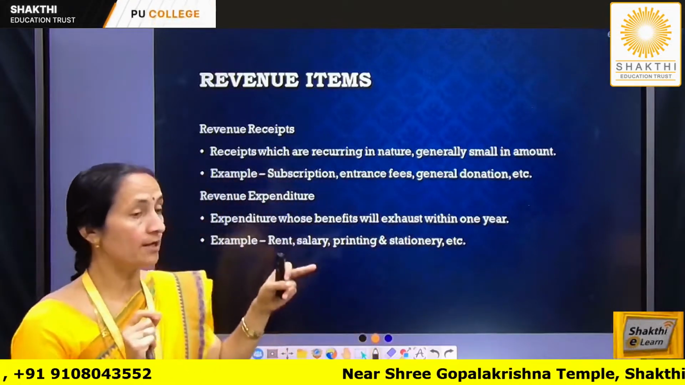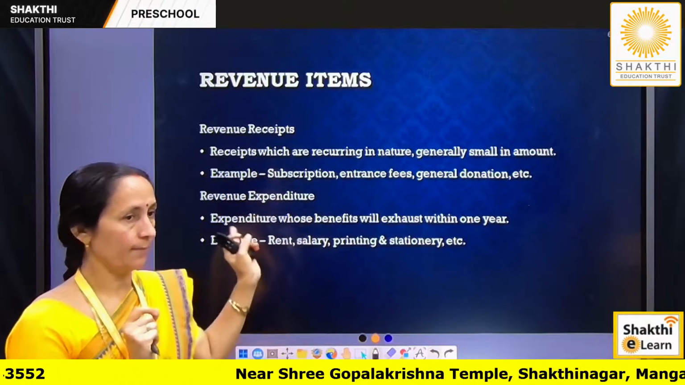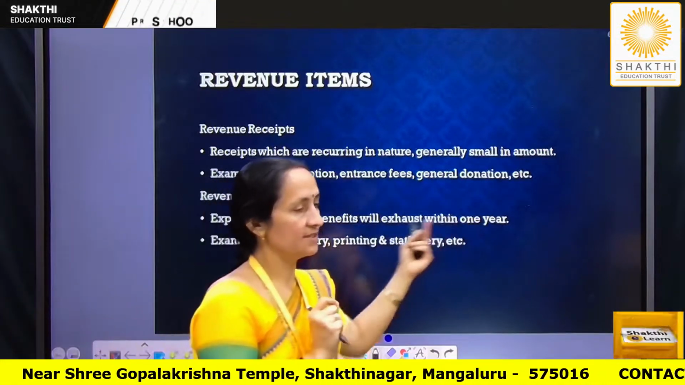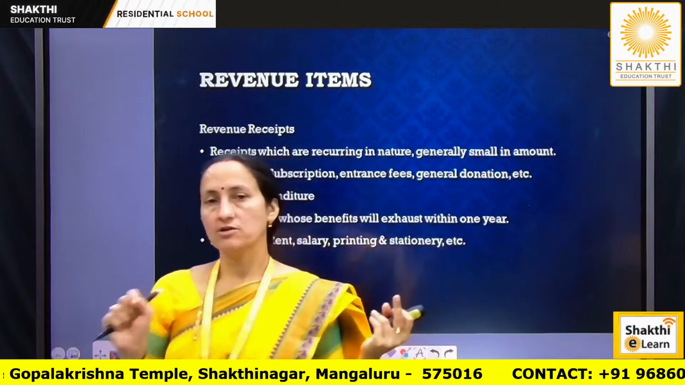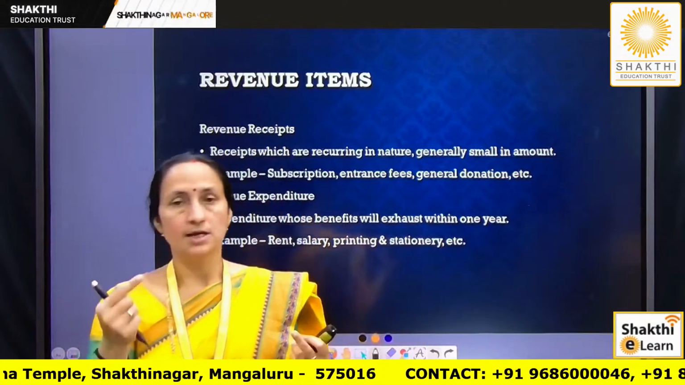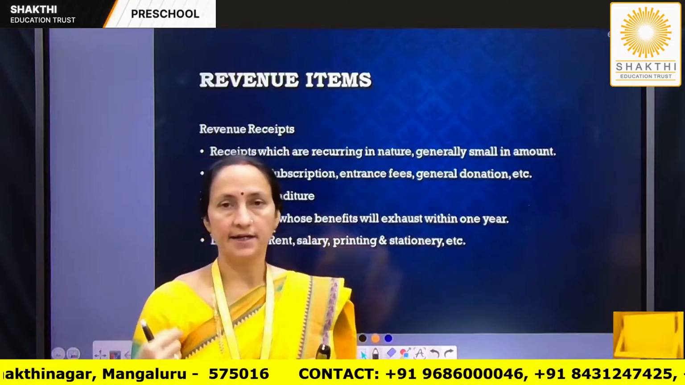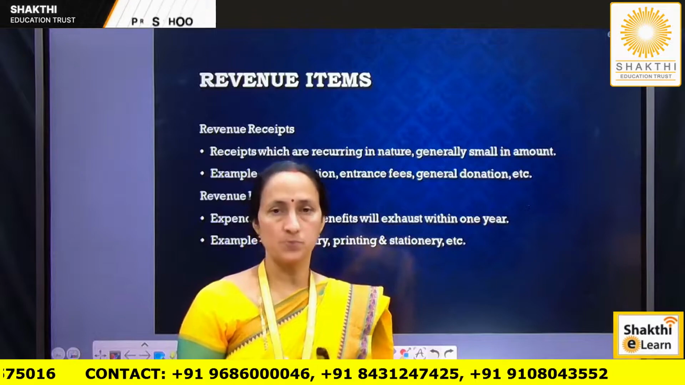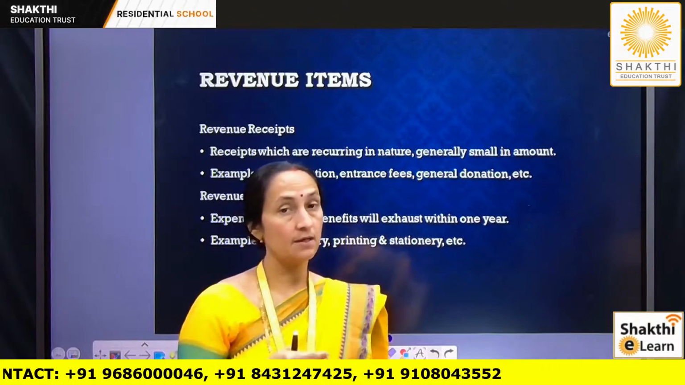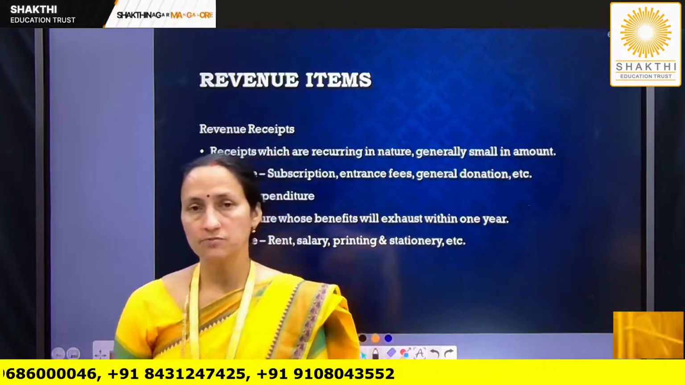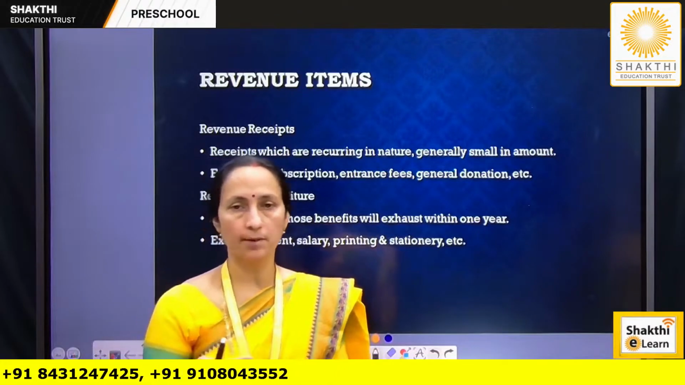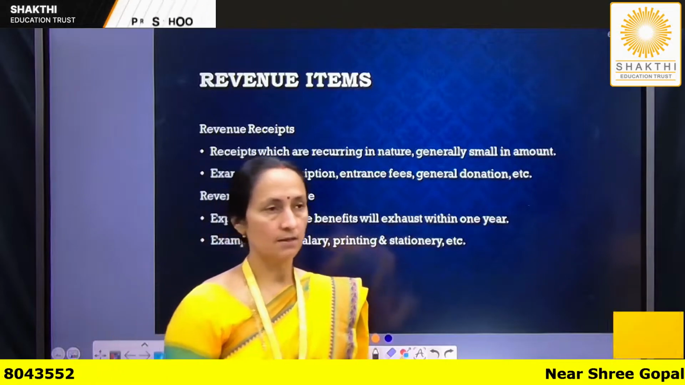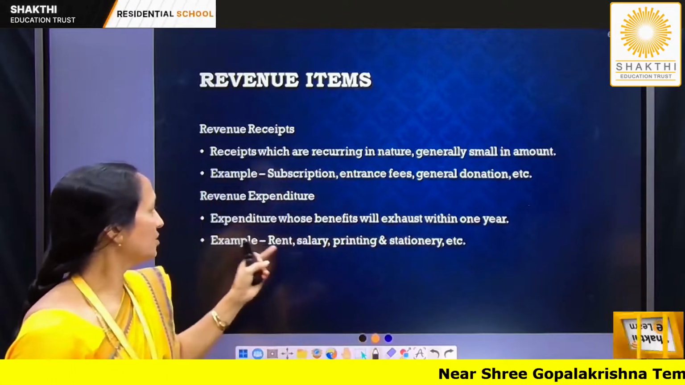Next, what is revenue expenditure? Expenditure whose benefit will be exhausted within 1 year. Profit and loss account debit side items, can you remember? Salary, wages, interest paid, rent, advertisement. These are expenses which are repetitive or regular in nature and small in amount. Every month we will pay salary, every month we will pay rent, right? So these come under our revenue expenditure.